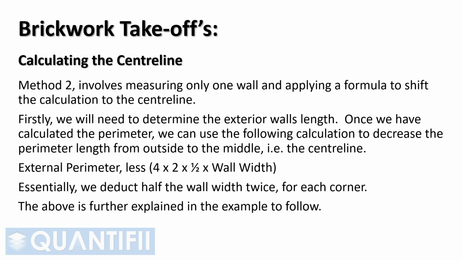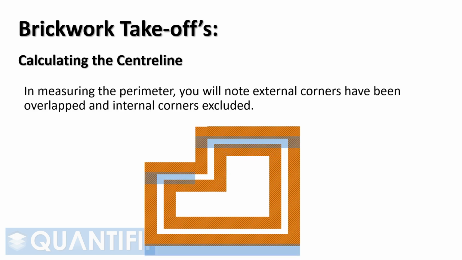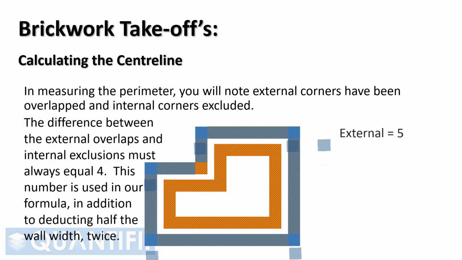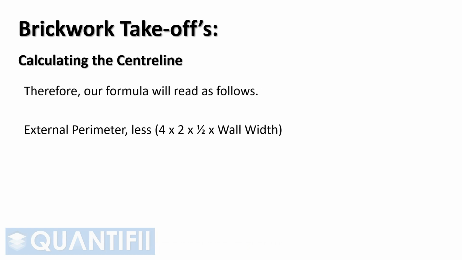In measuring the perimeter, you will note external corners have been overlapped, and internal corners excluded. The difference between the external overlaps and internal exclusions must always equal 4. This number is used in our formula, in addition to deducting half the wall width, twice. Therefore, our formula will read as follows. External perimeter, less, open bracket, 4, times 2, times half, times the wall width, close bracket.